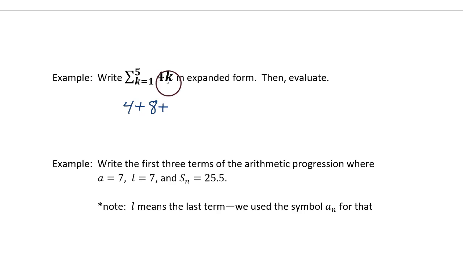Now replace the k with 3. 4 times 3 is 12. Then replace it with 4. That makes 16. Then replace it with 5. That makes 20. You stop at 5 because in the symbol it tells us to stop at 5. We're summing up this formula starting at 1 and stopping when we reach 5 for k. To evaluate, you add this up in your head or on a calculator. The result is 60.